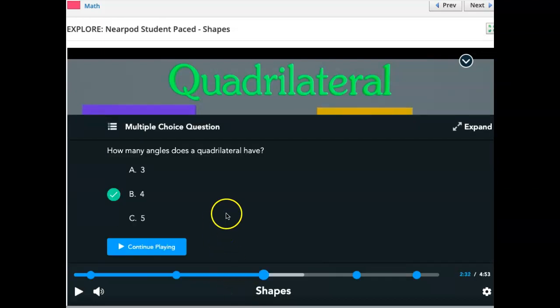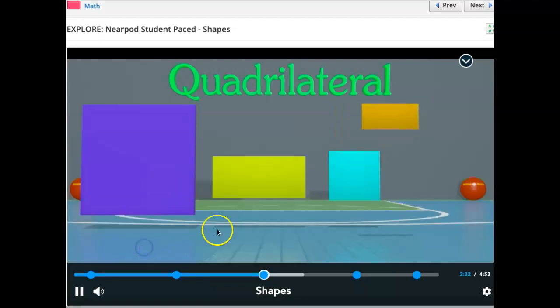The question it asks is how many angles does a quadrilateral have? 3, 4, or 5? And I picked 4. And this check mark means that I got it right. But you might just see that Mrs. Lewis answered some other questions and did not get them right. But did Mrs. Lewis cry? Goodness, no. We'll see what happens with the next questions. But this one I got, so let's continue playing.